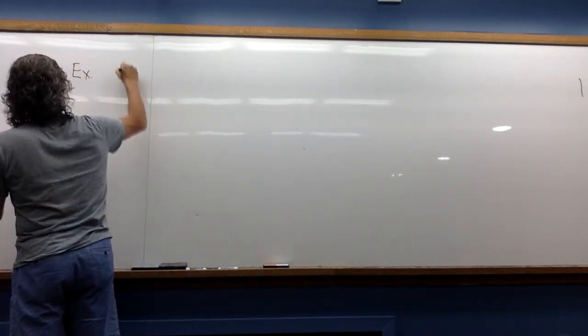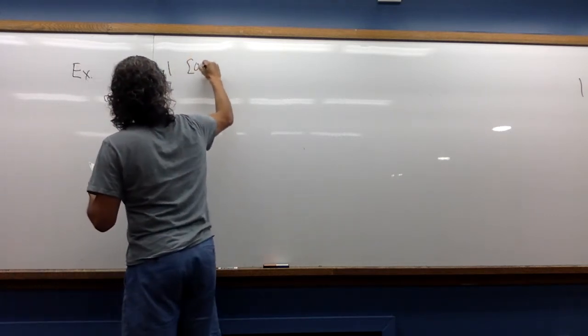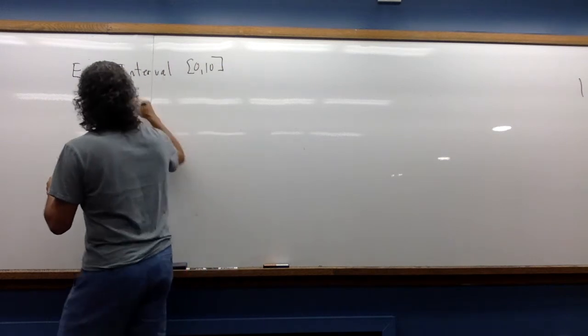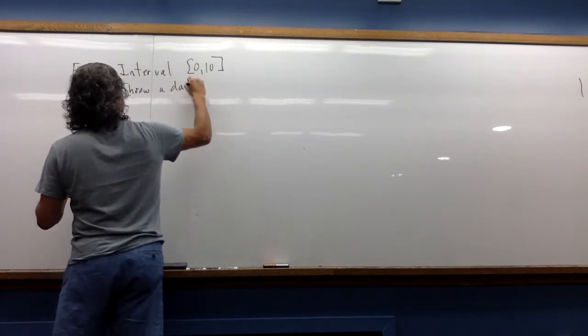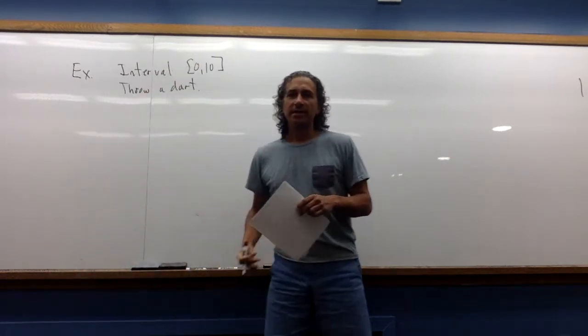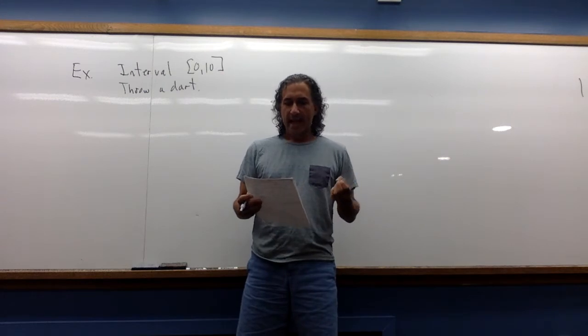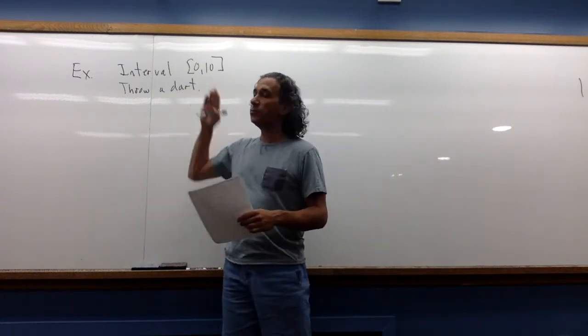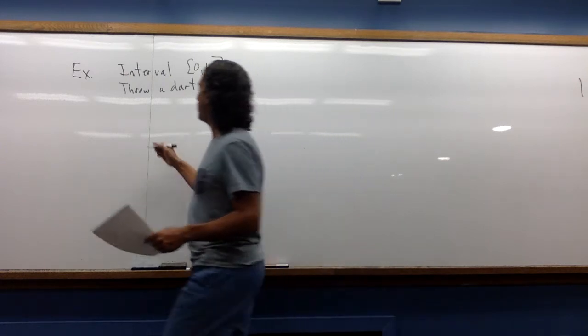Let's say we have the interval 0 to 10. And you throw a dart at this interval. Let's assume that this dart has an infinitesimally thin point and that every point between 0 and 10 is equally likely. So I have a couple of questions.